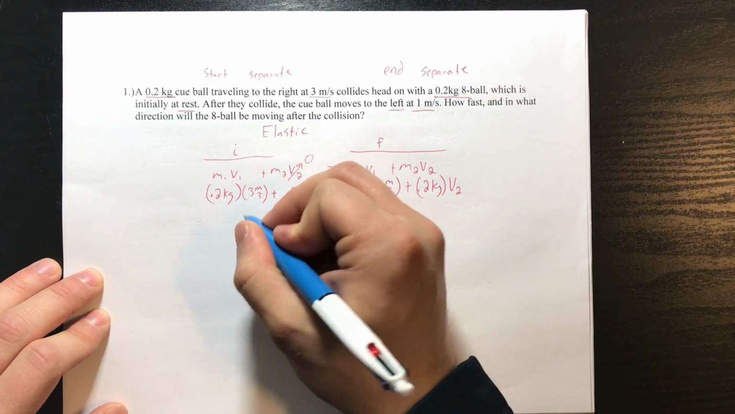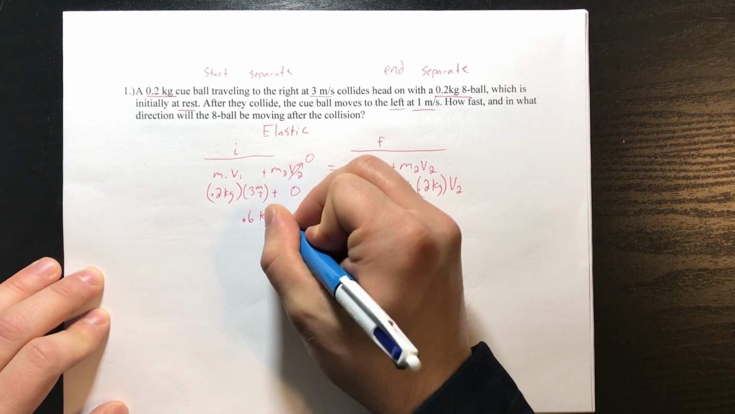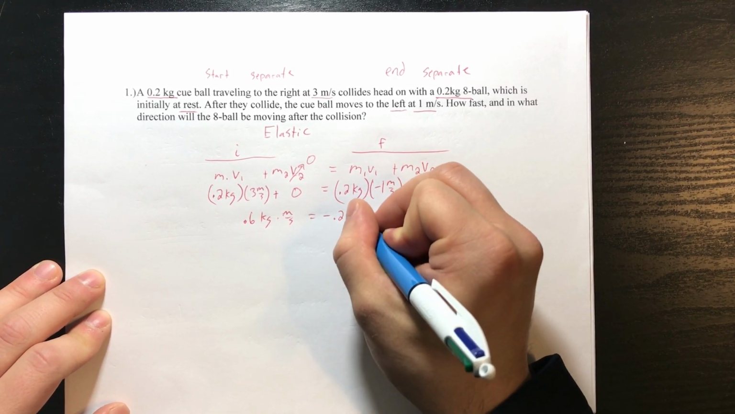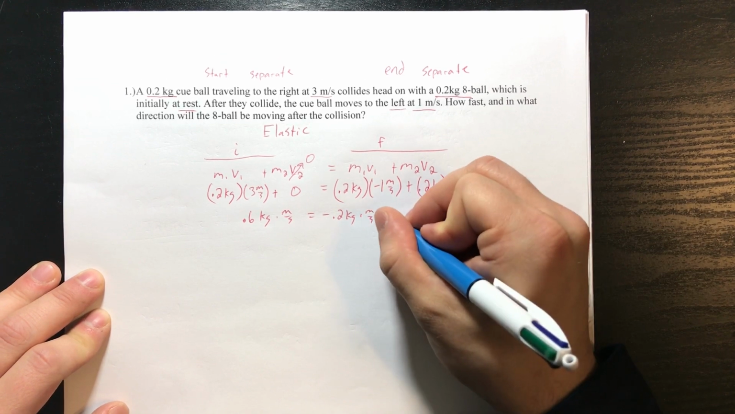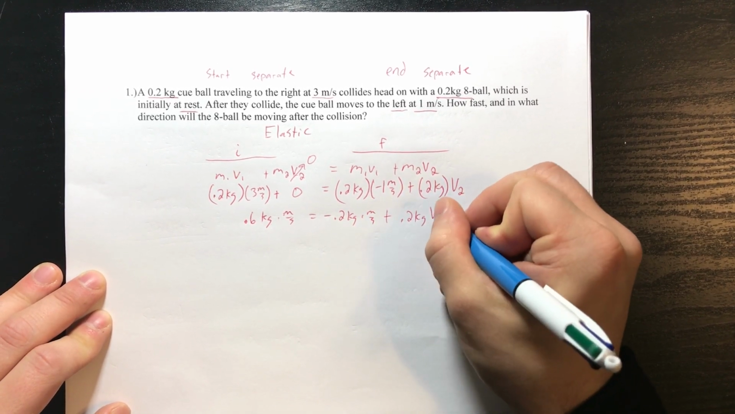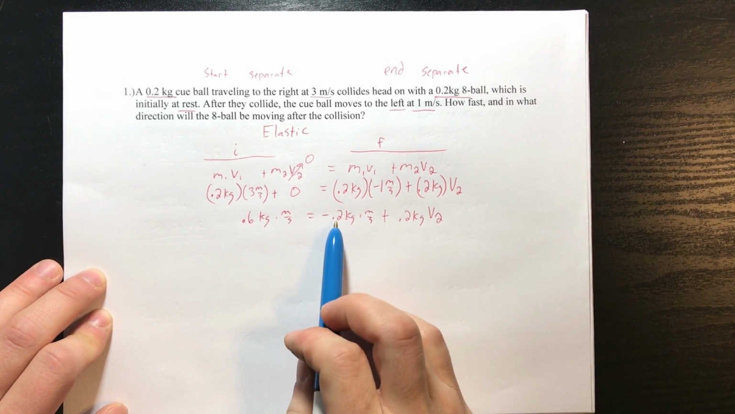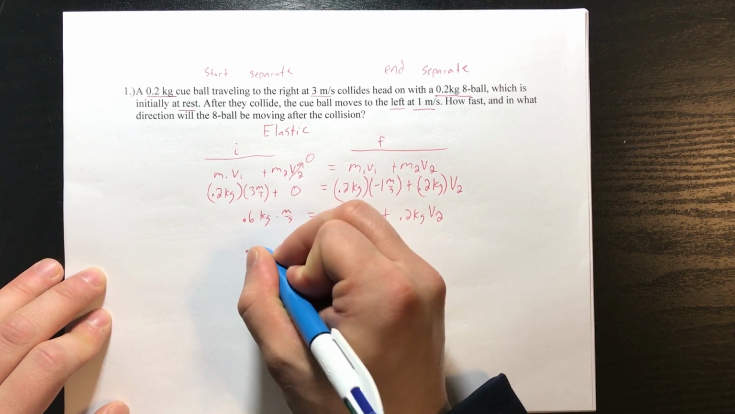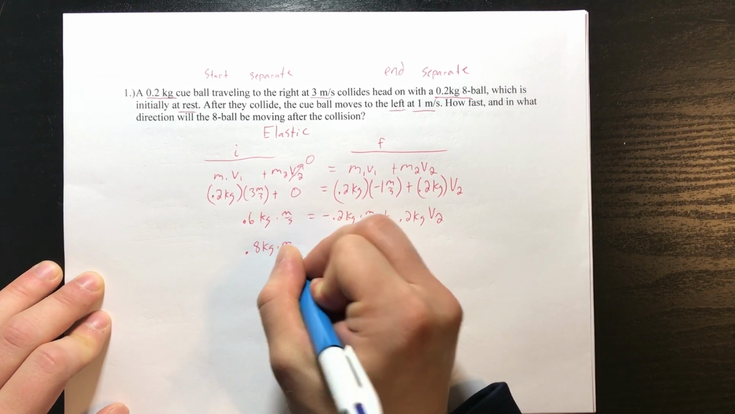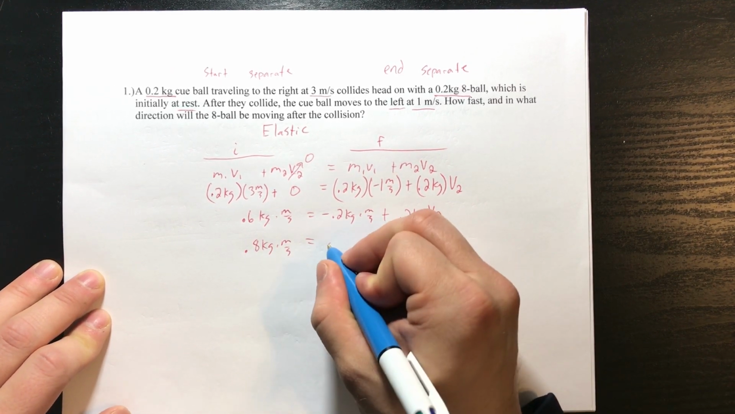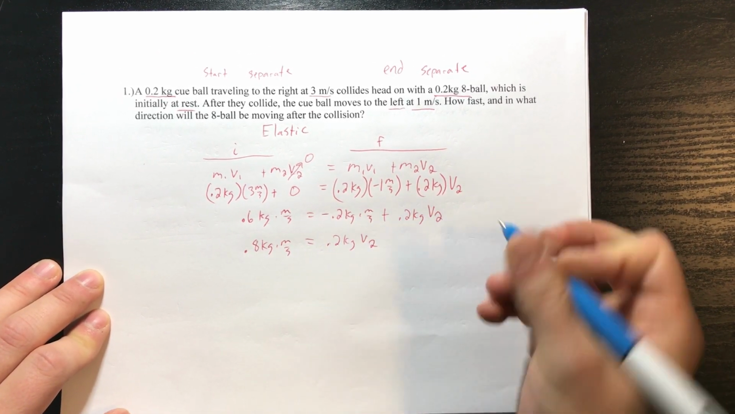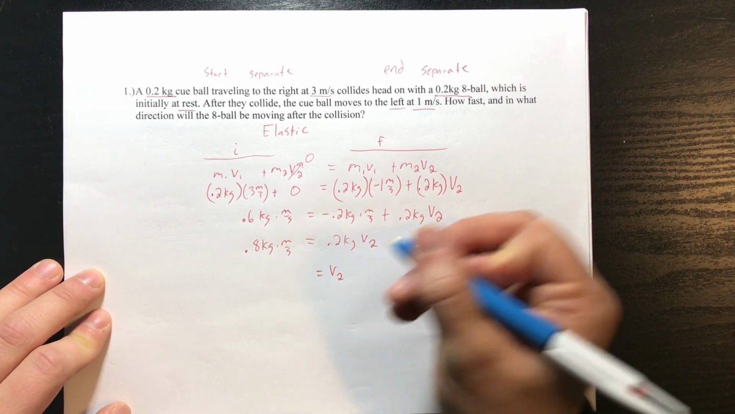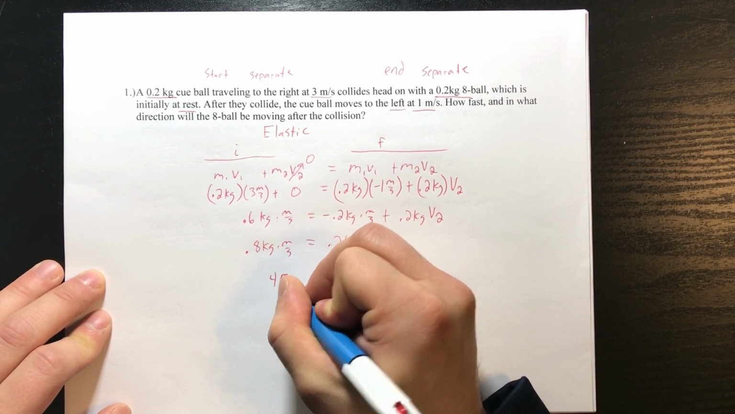So now solving, you can simplify everything here. This becomes 0.6 kilograms times meters per second is equal to negative 0.2 kilograms times meters per second plus 0.2 kilograms times our v2, which we're looking to find. If I add over this 0.2 kilograms times meters per second, I get 0.8 kilograms times meters per second is equal to 0.2 kilograms times v2. Last but not least, you can divide these values, and what you end up with is that v2 is equal to 4 meters per second.